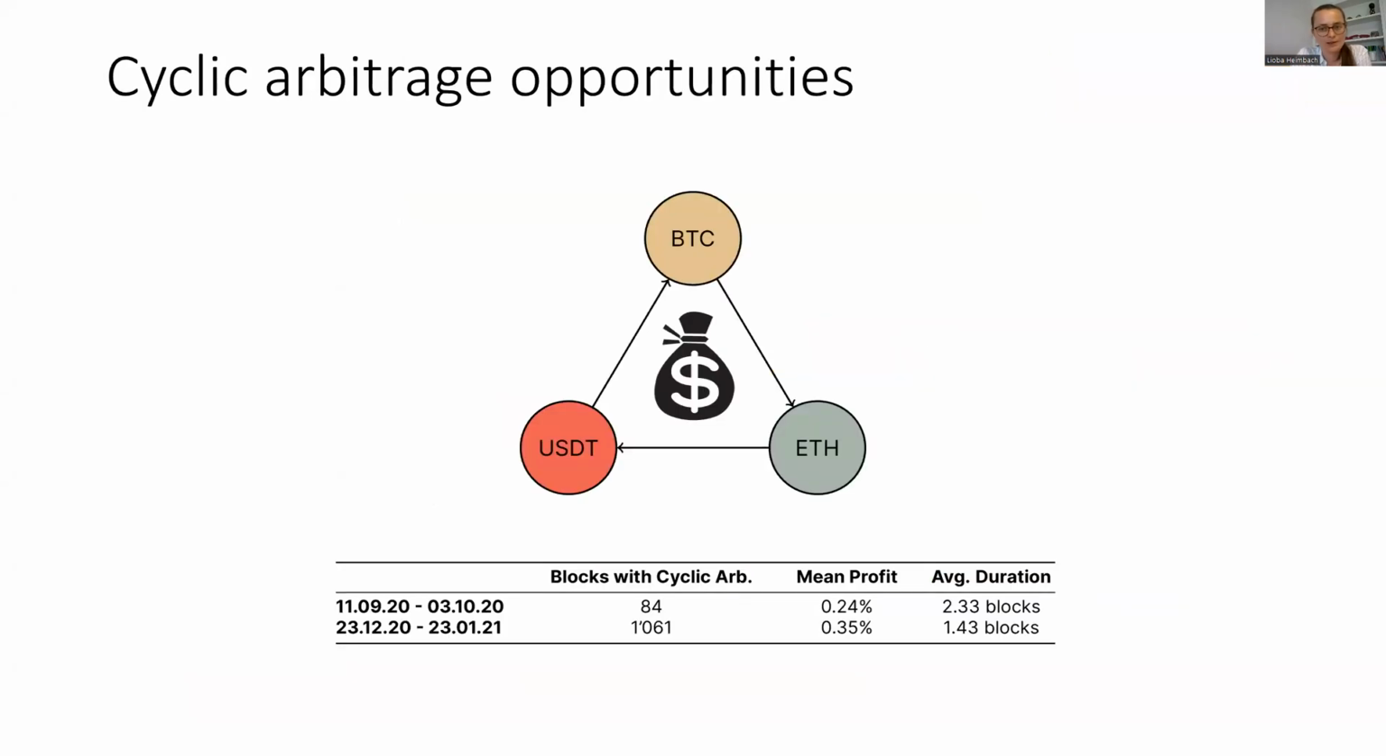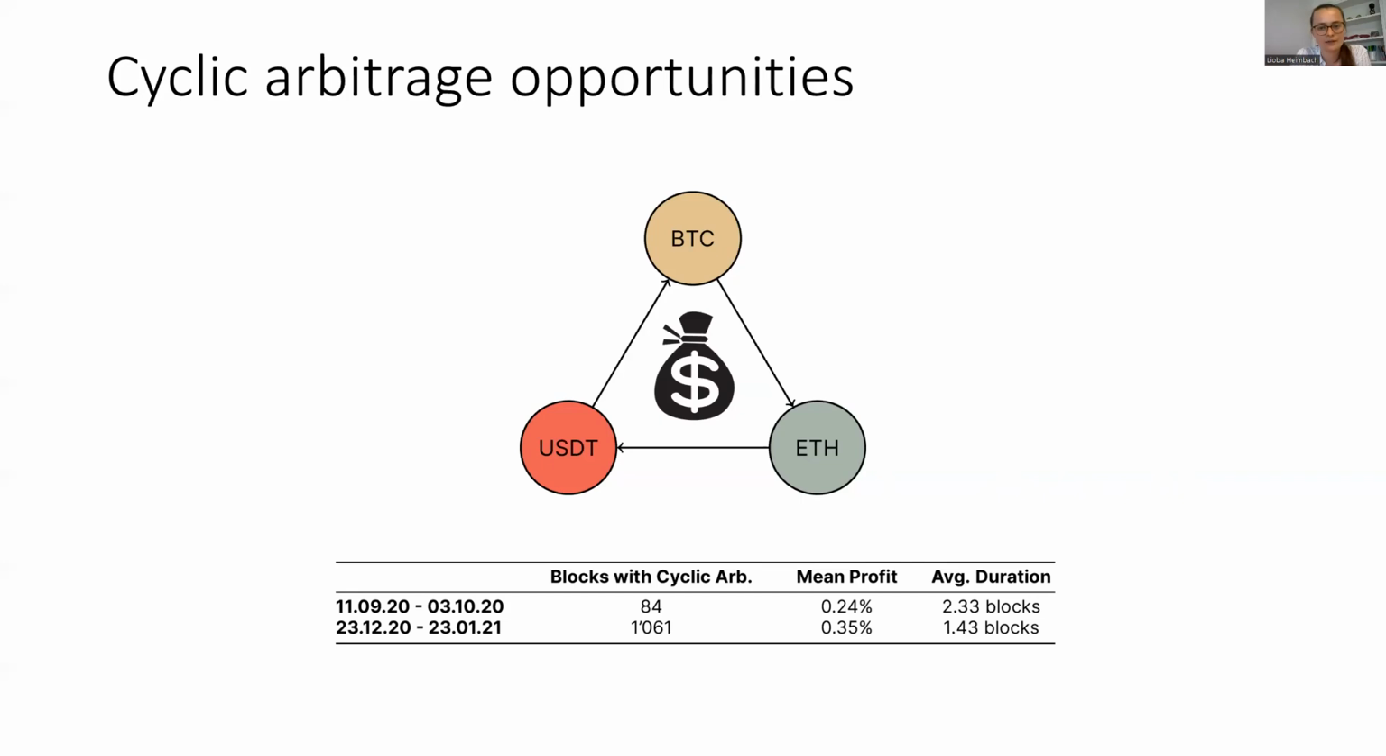So now, as we expected, in the first period where the cryptocurrency prices were quite stable, there were only 84 blocks in the 140,000 that we looked at that had cyclic arbitrages in them, and their mean profit was 0.24%. So it appears that these stable cryptocurrency prices do not allow for very many cyclic arbitrage opportunities, as the markets seem to be able to sync their rates quite well.